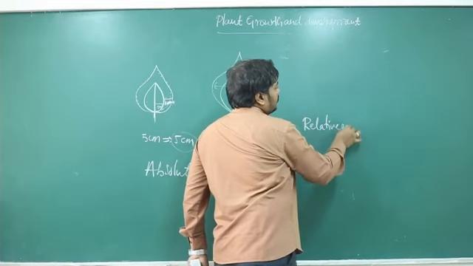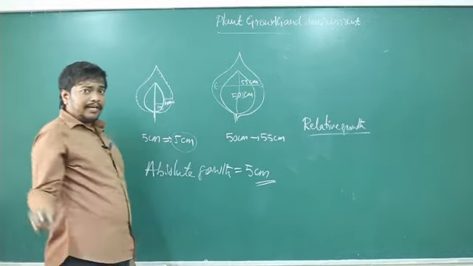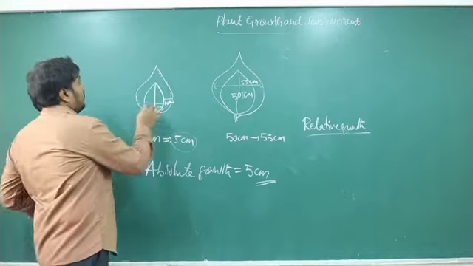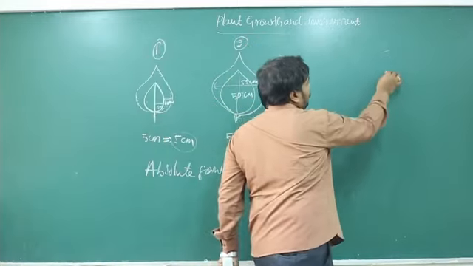So relative growth is the growth which could be measured by comparing to the earlier or compared to the initial stage. Suppose in this case we take leaf 1 and 2. Let's see how much relative growth there is in the leaf 1 case.